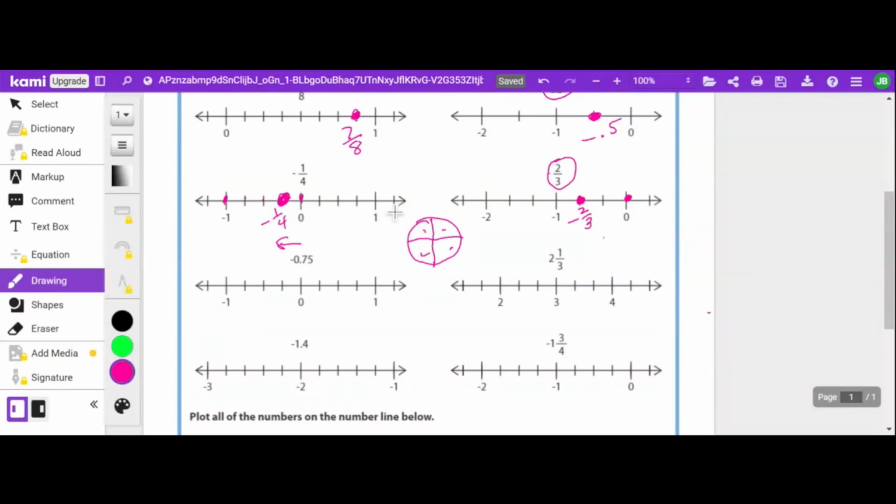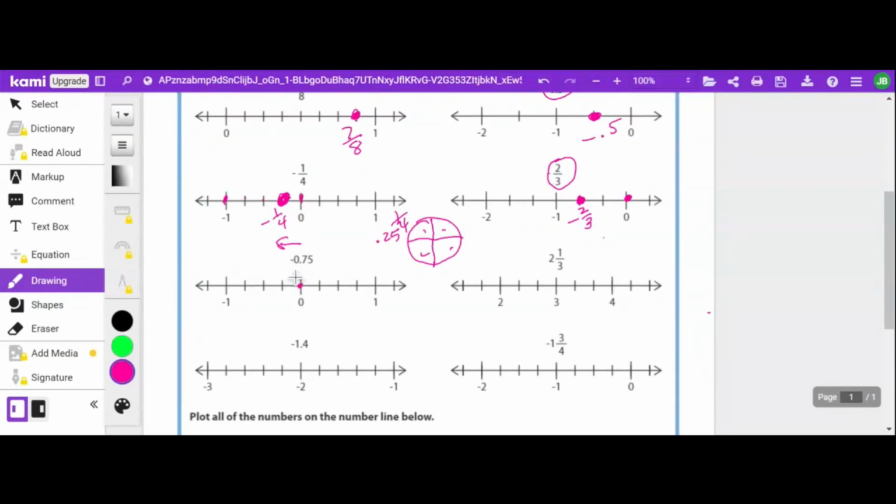Yes, each part is 1/4. So each of these is a fourth, and we're going in the negative direction. And in decimal format, 1/4 is 0.25. So each hash mark is 0.25. We've got to go to negative 0.75. So from 0, how many hash marks do I move to the left to end up at negative 0.75?